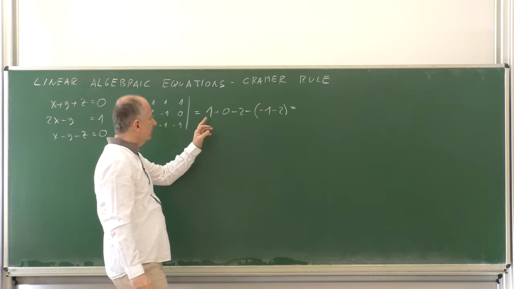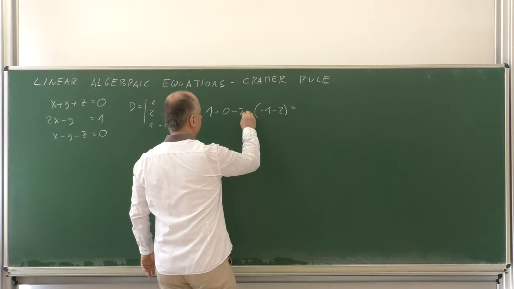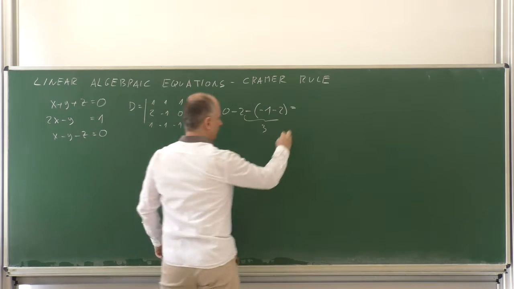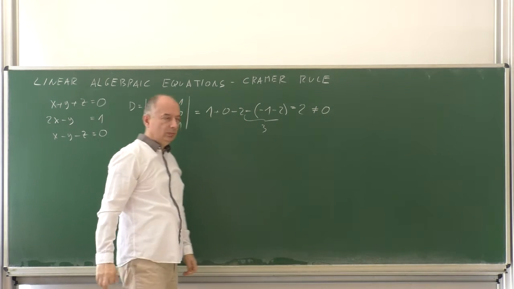So we have, this is 3, plus 1 is 4, plus 2 is 2. What is important is that this is different from 0.